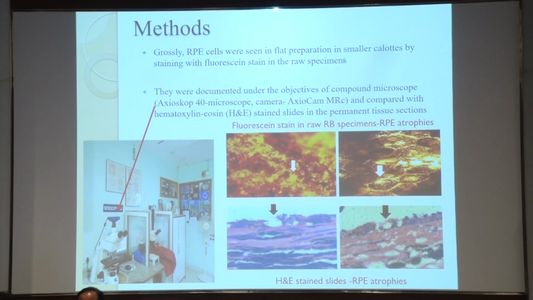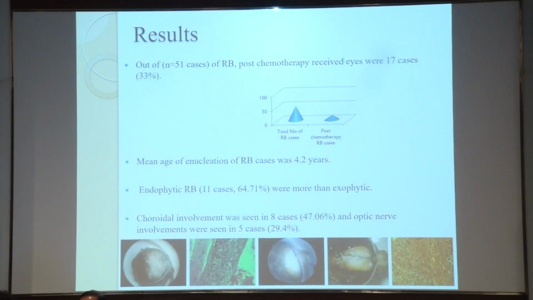These are the pictures showing the RPE changes, with the central RPE changes compared with the histopathology after 3 days of enucleation. A total of 51 cases of retinoblastoma were seen, and post-chemotherapy eyes were 17 cases. Mean age of enucleation was 4.2 years. Endophytic retinoblastoma was the commonest, followed by exophytic.